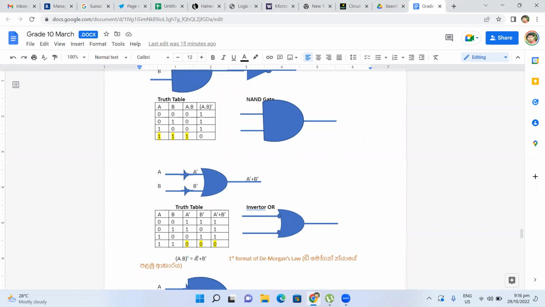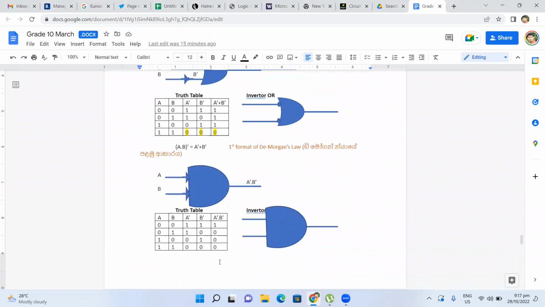What De Morgan said is, this is A not, B not, and separately you OR it. That means this is inverter OR. Inverter OR is equal to NAND. Actually, how he explained that, he was telling that for A and B, the common NOT can be distributed among A and B as individual NOTs. Now it is A not, now this is B not. And the intermediate symbol needs to be changed. Here the dot needs to be changed to plus. That is what De Morgan said.